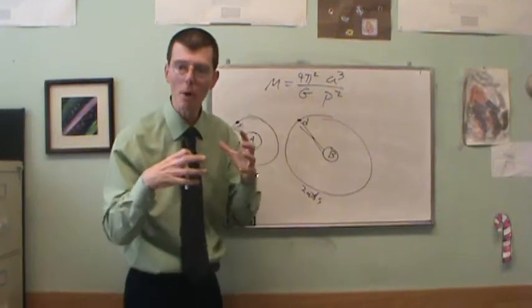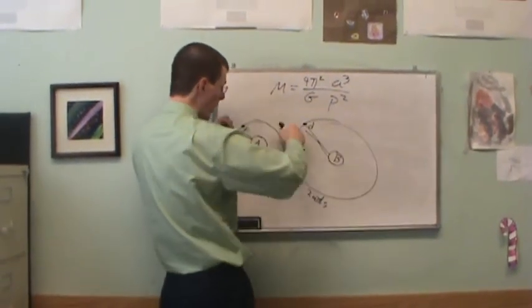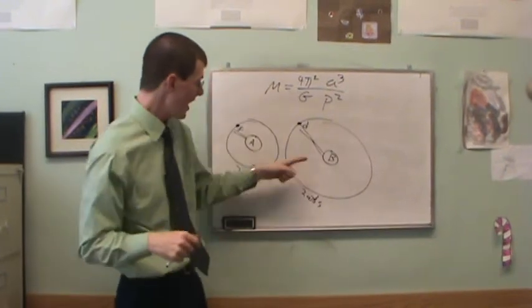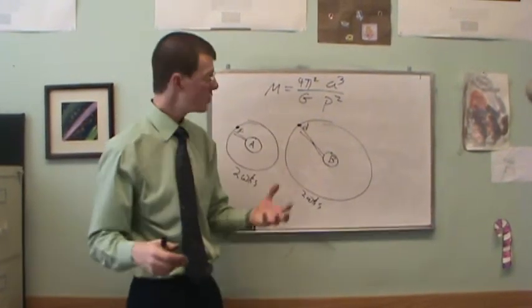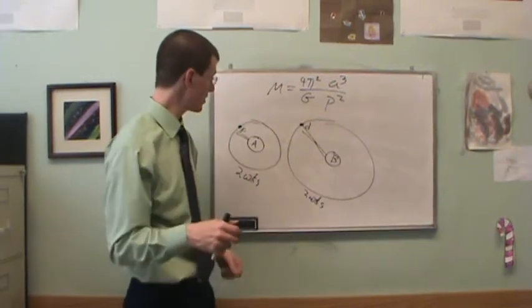Planet B must have more mass in order to hold D in its orbit, so that it can go around twice as fast as this moon. It's twice as fast and it's farther away, so there must be a lot more mass here. Planet B must have a lot more mass than planet A.